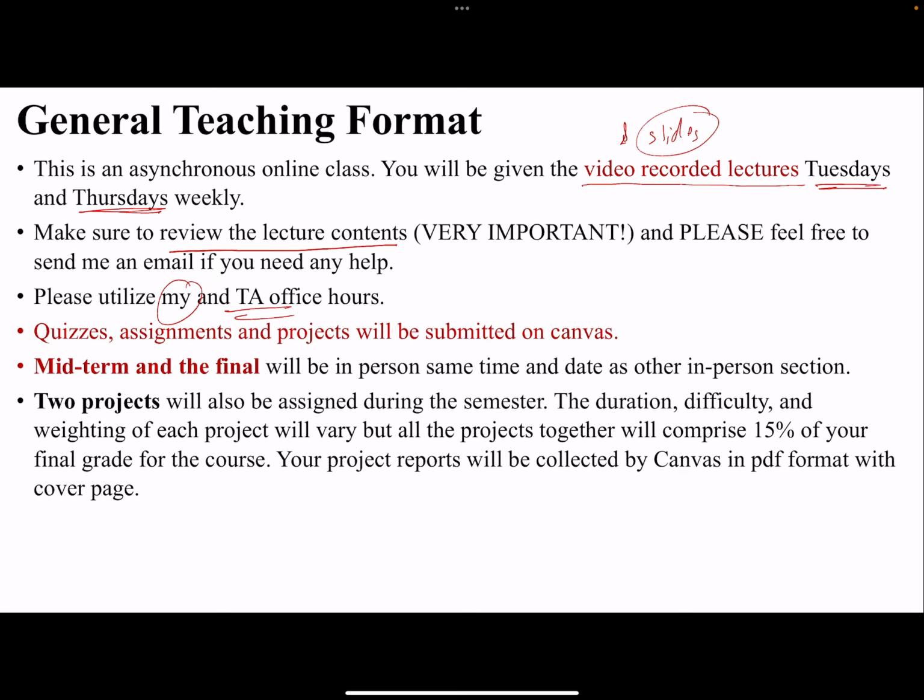We already talked about this, right? So the quizzes, assignments, and the projects will be submitted on Canvas. Midterm and the final is tentatively in person at the same time and date as the other section. And then we talked about the two projects, which will be 15% total, and they need to be submitted on Canvas. The projects and the homeworks will be exactly the same between both sections.